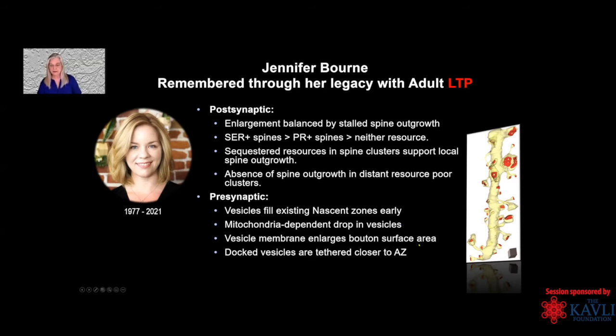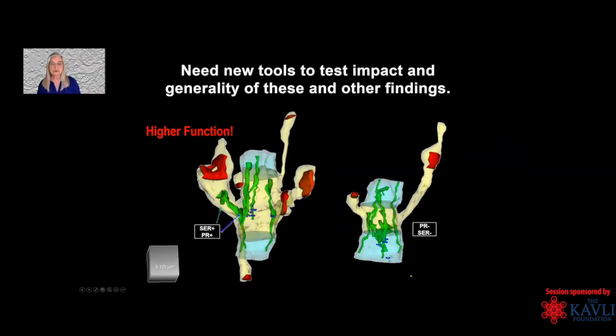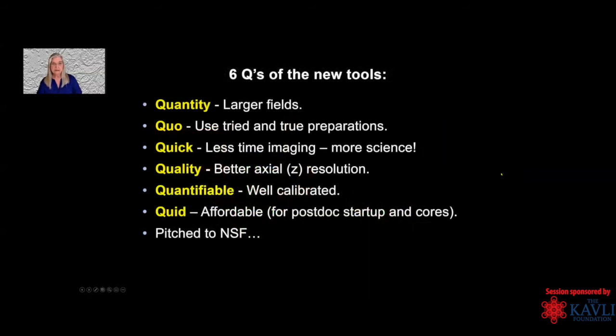Vesicle membrane enlarges bouton surface area, and docked vesicles are tethered closer to the active zone. Nascent zone addition prepares these synapses for subsequent learning. Now, we need new tools, in the spirit of sharing data, to actually test the impact and generality of these and other findings. Six questions are demanded of these new tools, six Qs.